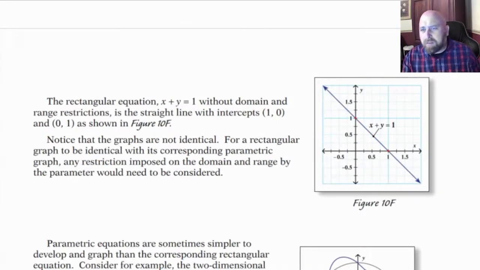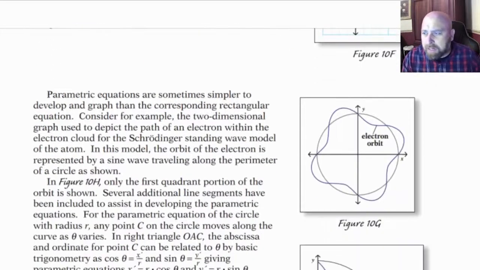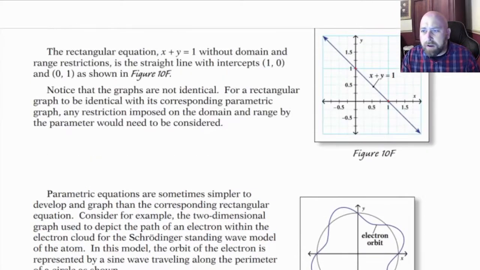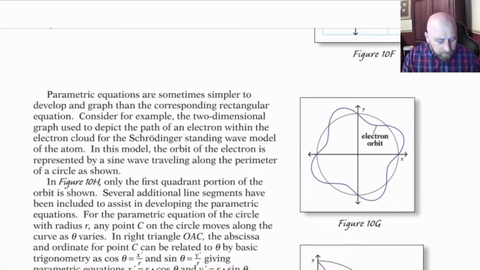It talks about this first paragraph. I'm not going to spend a whole lot of time on that. I want you to come down here to this third paragraph. The parametric equations are sometimes simpler to develop and graph than the corresponding rectangular equations. So sometimes it's easier, rather than going into rectangular, which is what we did in the last example, to just stay in the parametric form.